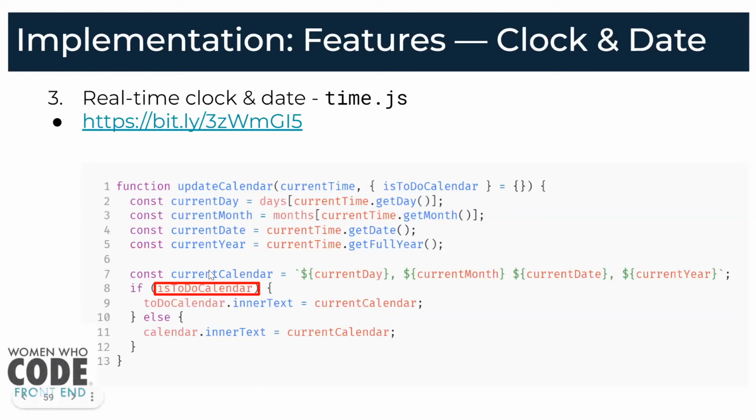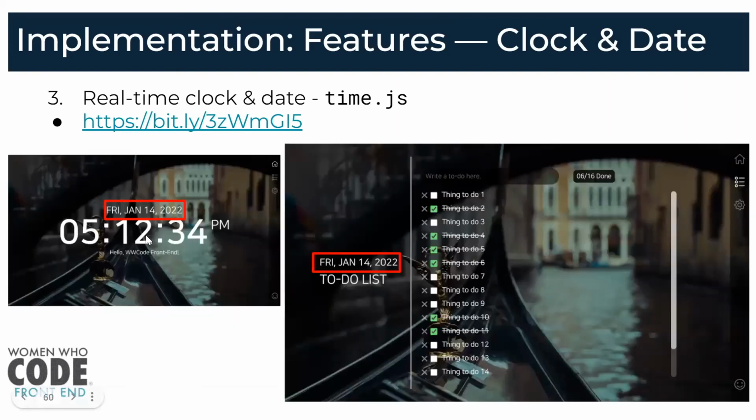And then I assemble all the information within a string. And actually what this means, in line 8, is that if this calendar is on the to-do list screen, I update the to-do calendar. But if it is not on the to-do list screen, it is on the home screen, I update the home screen calendar. So you see there are two dates. The first is on the home screen, and the second is on the to-do list screen.